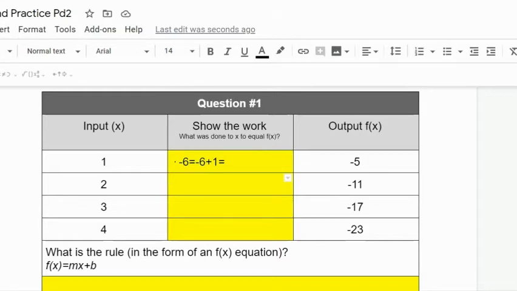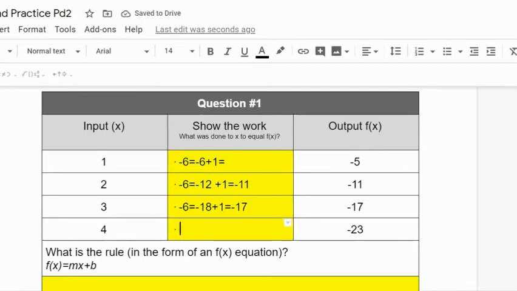So I'm going to grab this: 2 times -6 equals -12. And then I have plus 1, because we have to do the same each time, and that would equal -11. Let's test it for the next one. We have -6 times 3, which would equal -18. Forgot my negative. And then if I add 1, which is part of my rule, that would equal -17.